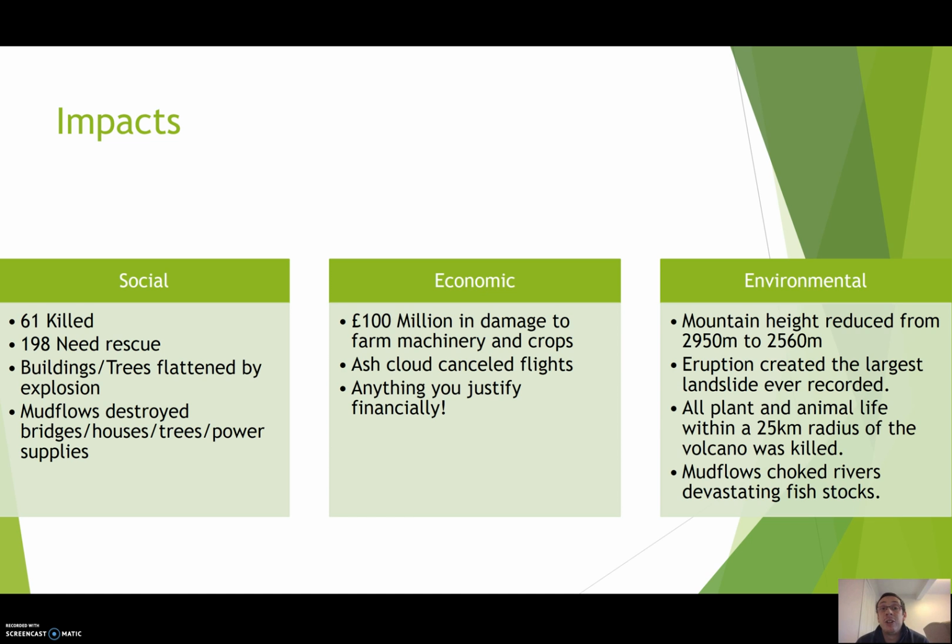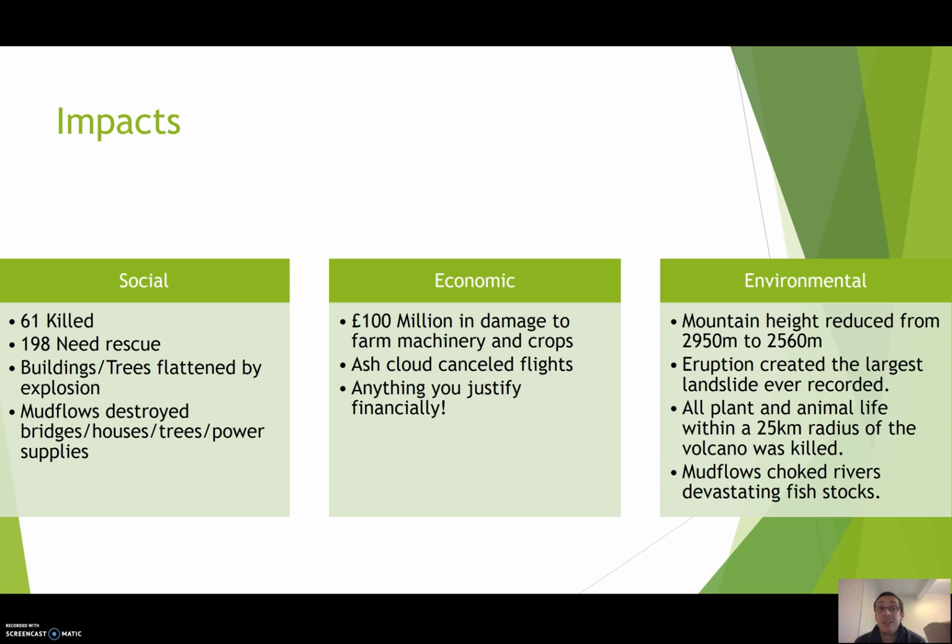Economic, nice easy one to start with. £500 million worth of damage to farm machinery and crops. Again, obviously, the value for that, if you find it in dollars, it's going to be different to what I found in pounds. But it's about a specific idea of how much money that has cost. Cancelled flights, that has an impact on the economy. And I've put anything you can justify financially, because that's what economic ones are.